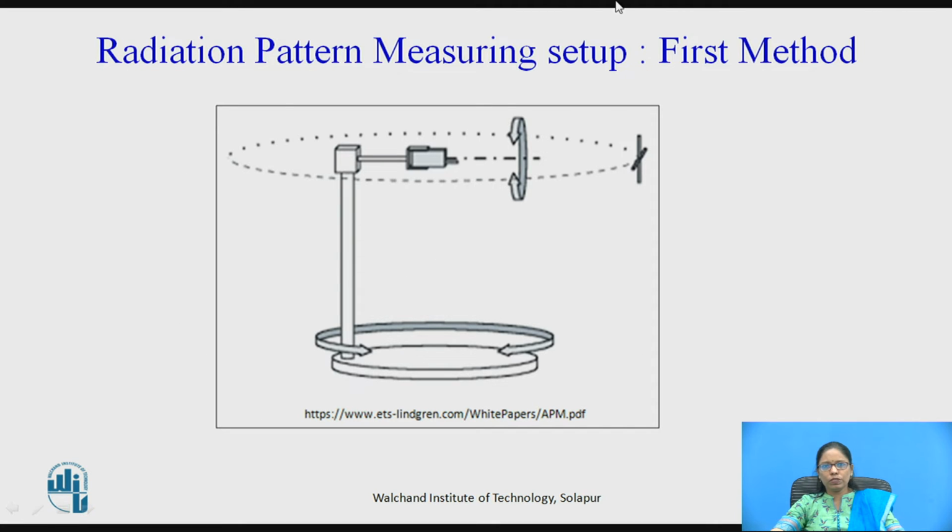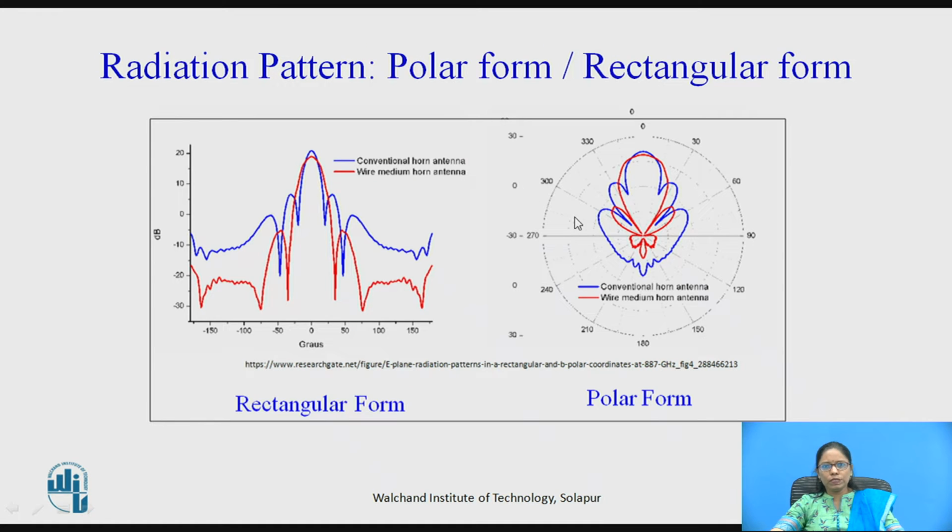So once we measure the field strength by rotating this antenna at a constant radius, we can plot it like this. This kind of plot is called a rectangular plot, whereas when we plot it along the angles, with respect to angle, then this is called a polar plot. So this is the radiation pattern obtained of a particular antenna when we plot.